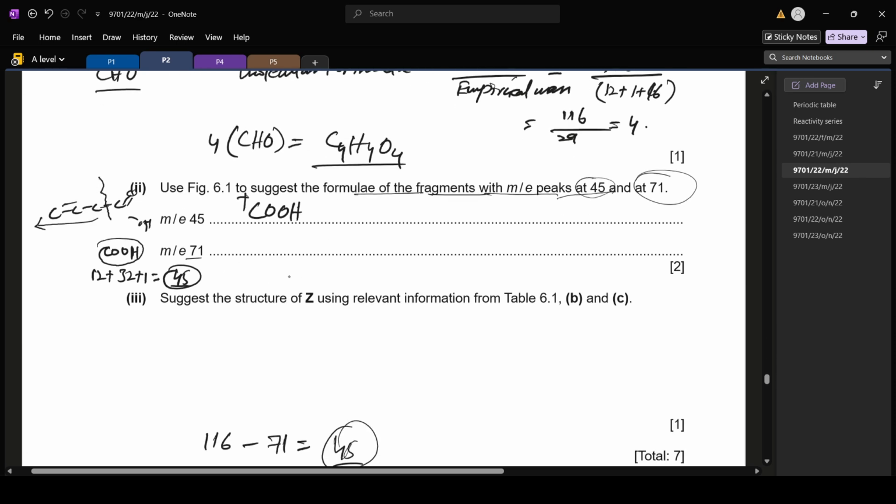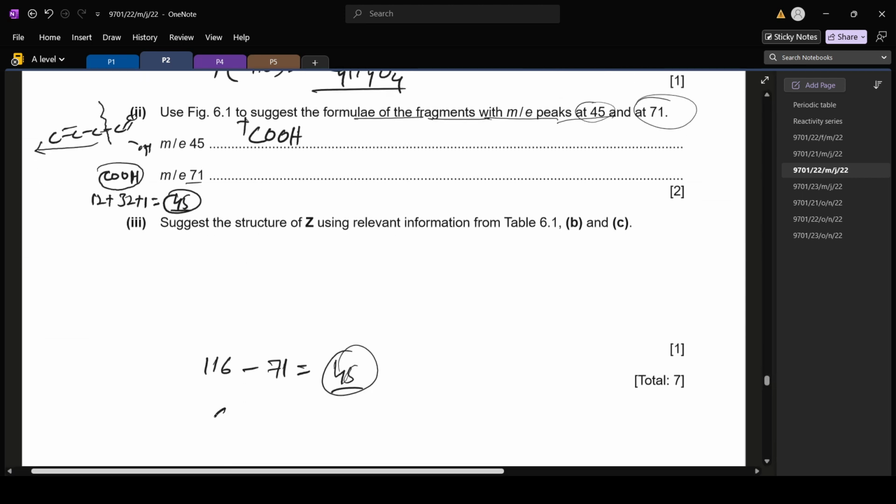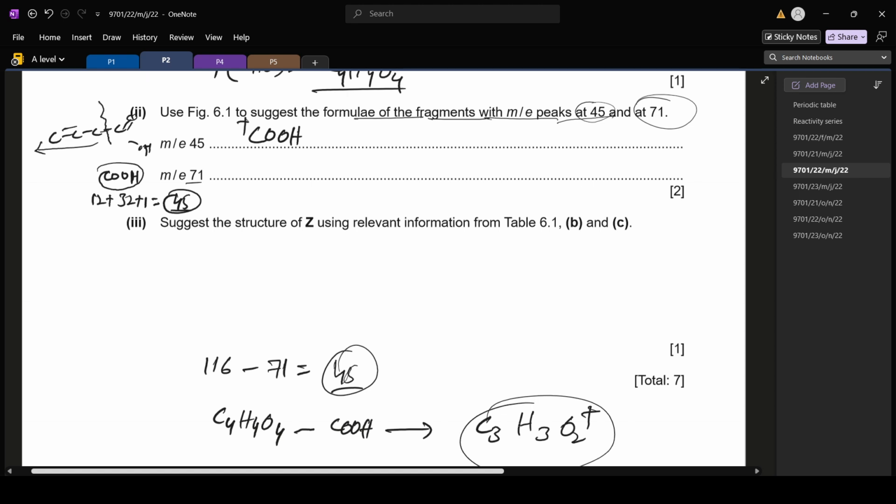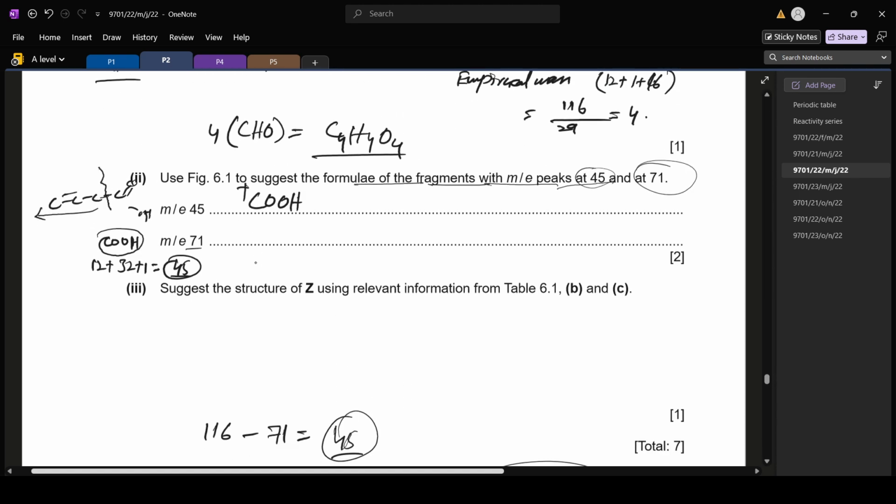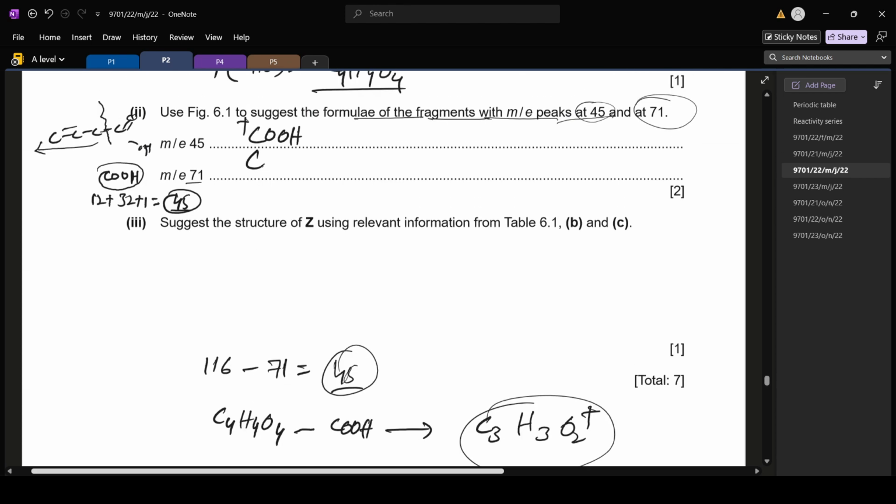Now if you take C4H4O4 and subtract COOH from it, what are you left with? You are left with C3H3O2, and this is going to be plus. So the peak at 71 is due to C3H3O2 plus.